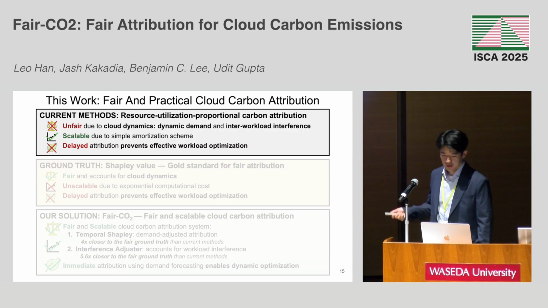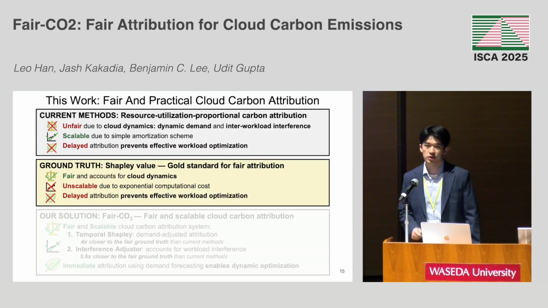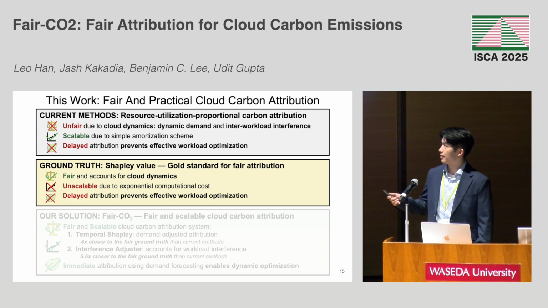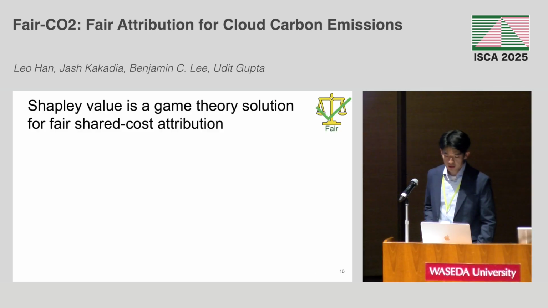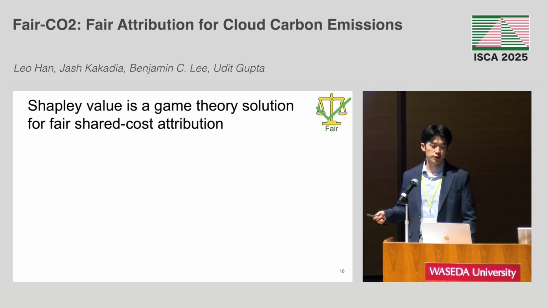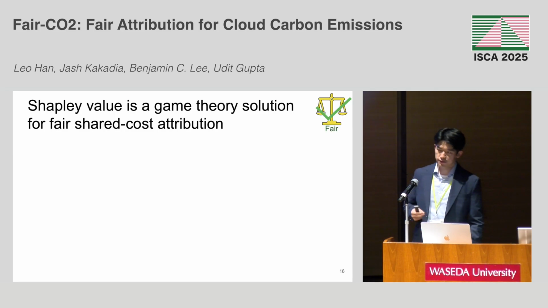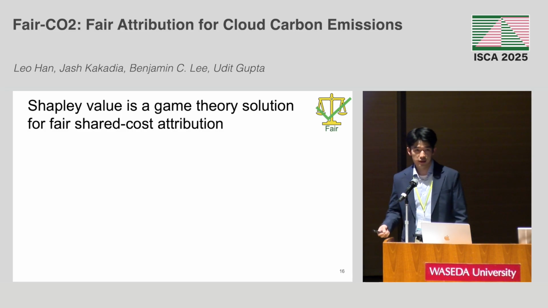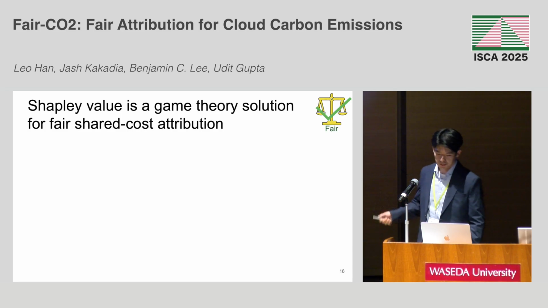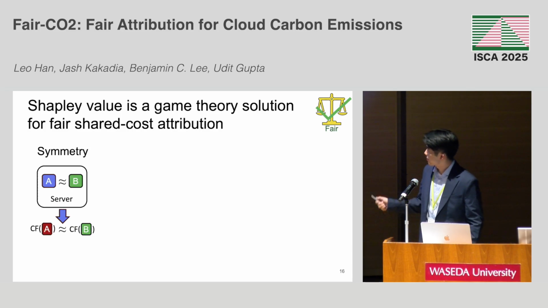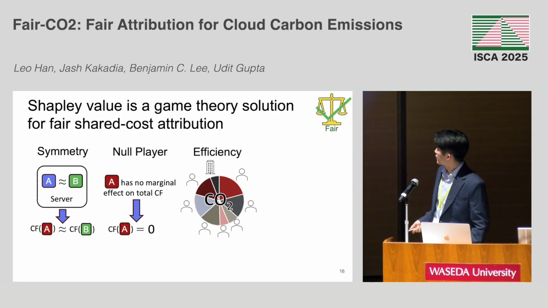I will now talk about how the Shapley value, the gold standard for solving fair attribution problems, can be applied to cloud carbon attribution for workloads. The Shapley value is a game theory solution for complex fair share cost attributions that has been applied to a wide variety of domains like infrastructure cost sharing, law, and computer systems. Without going into the details, the Shapley value has 4 main key properties for fairness: symmetry, null player, efficiency, and linearity.